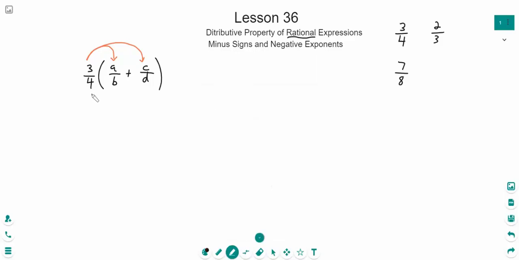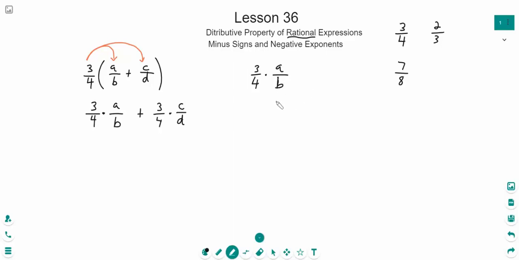So if we take this 3/4 and multiply it by the A over B, and then we're adding that to this 3/4 multiplied by the C over D, right? Just distributing that 3/4 through. 3/4 times the first term plus 3/4 times the second term. So now really the new part here is dealing with these rational expressions. If I have a rational expression such as 3/4 times A over B, how do I multiply that? And the answer is very simple.